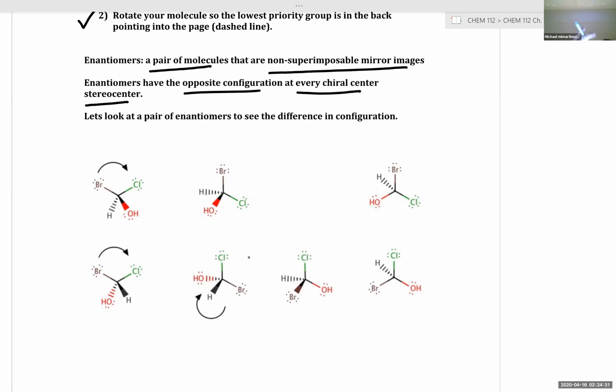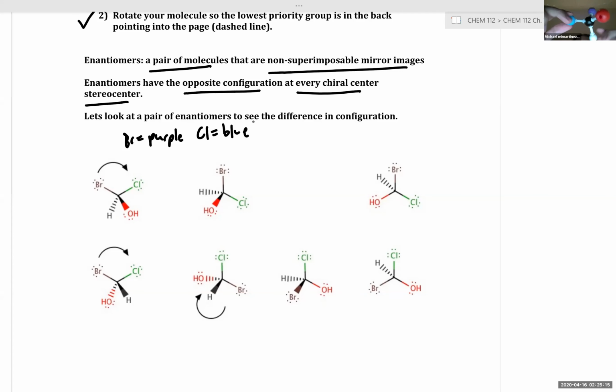So in this case, our bromine would be the purple in our model kit, and the chlorine would be our blue. Okay, so here we go. Now, what we want to do is end up where our hydrogen is in the back. So currently our hydrogen is in the back, but let's try to get a little bit better view with our hydrogen in the back.